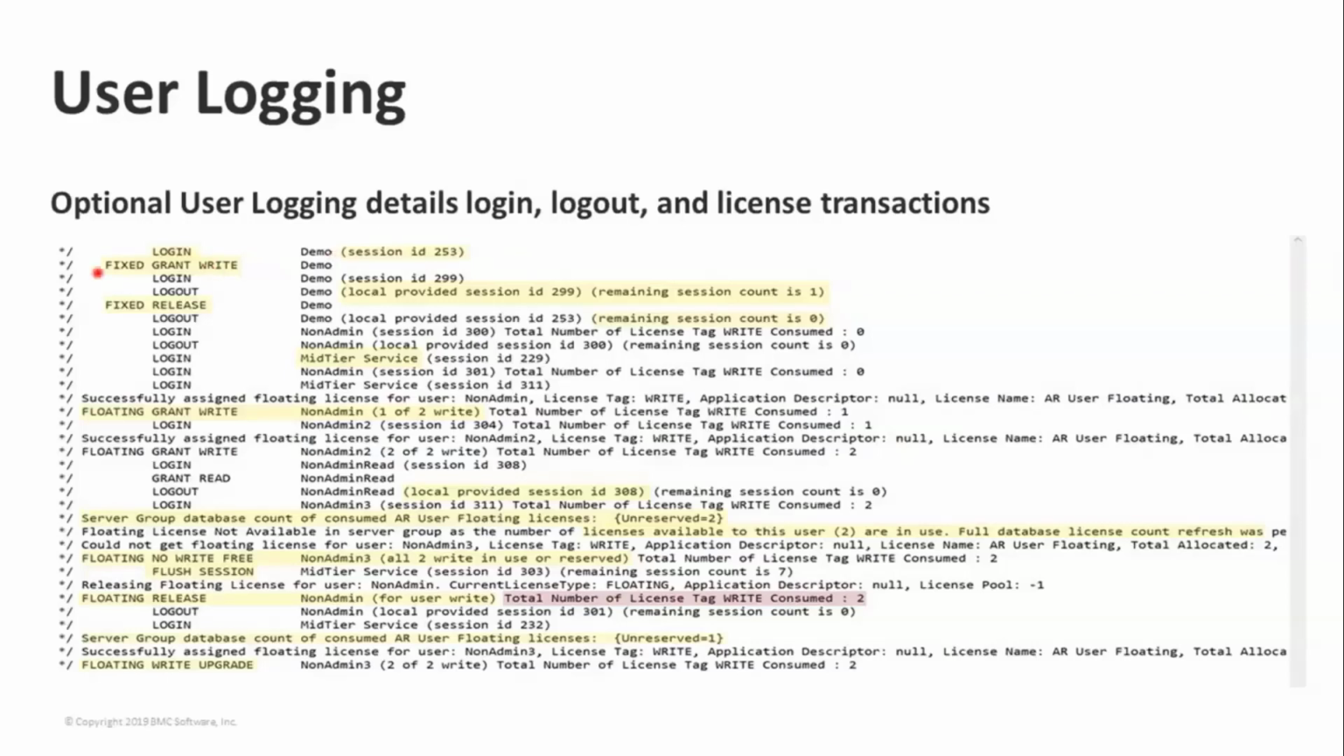And then there'll be lines like this fixed grant right, which says at this point this user was assigned a fixed license, my demo admin user. There's also information like this when someone logs out, the session ID that was provided. And there's two pieces of information here. One is when someone logs out, it details how many remaining sessions there are. If there are remaining sessions, then licenses aren't released in terms of the floating license. So this count will explain why a license is not released if you're expecting it to be.